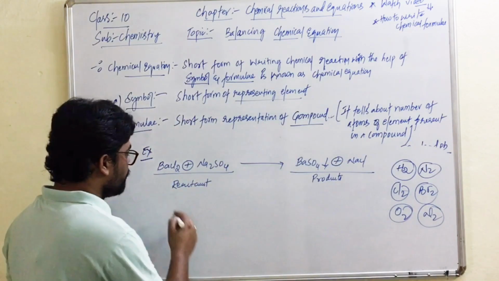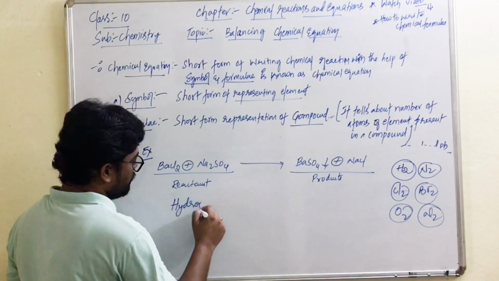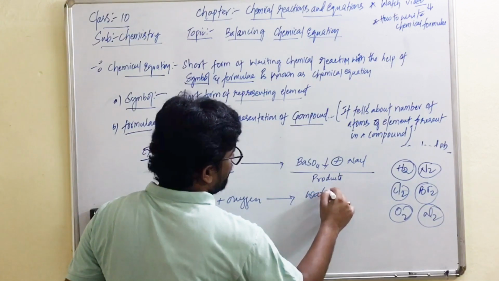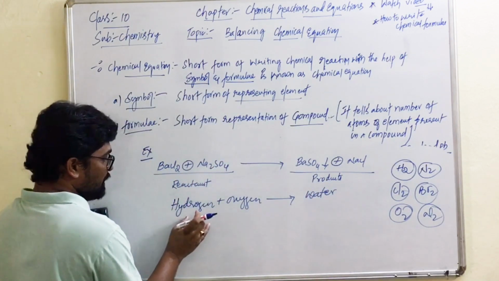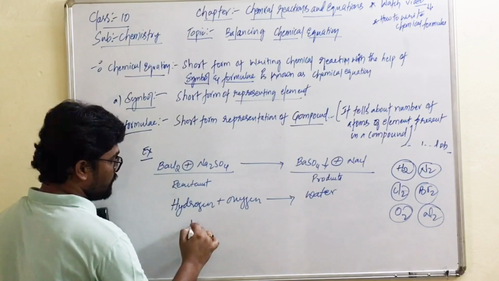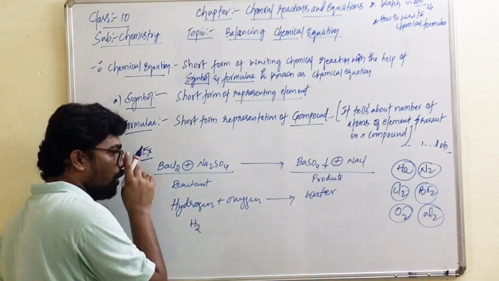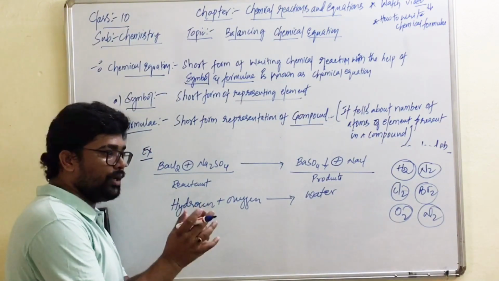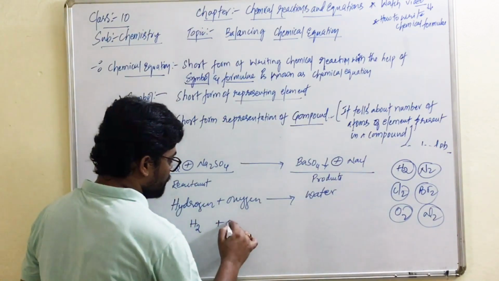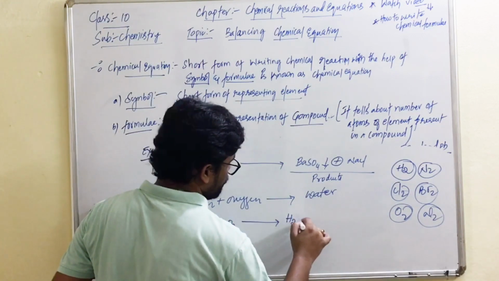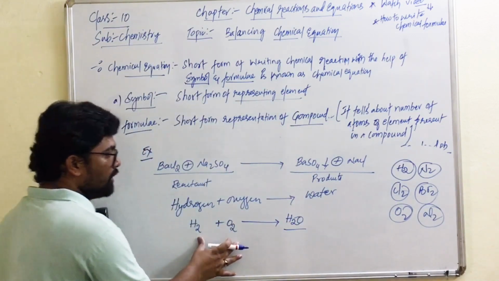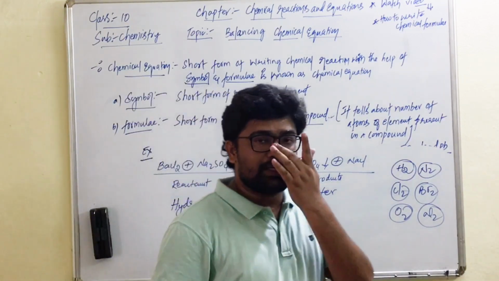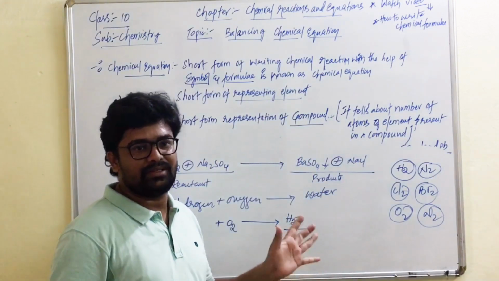For example, hydrogen plus oxygen gives water. How do I write the chemical equation? What is the formula of hydrogen? H2. We should write hydrogen as H2, not in elemental form. Why? Because hydrogen is a diatomic molecule formed by the combination of two hydrogen atoms. Plus oxygen O2 gives H2O. So H2 and O2 are the reactants, H2O is the product. This is how we write chemical equations, as we discussed in the previous sessions.